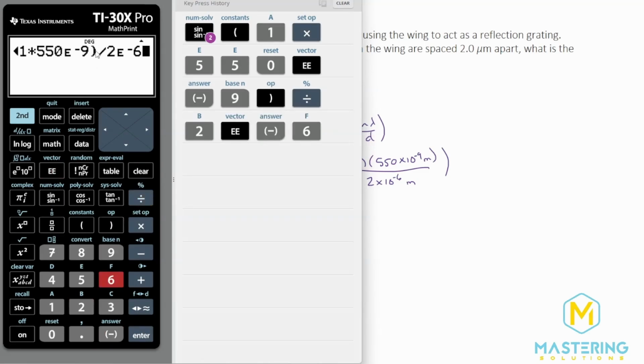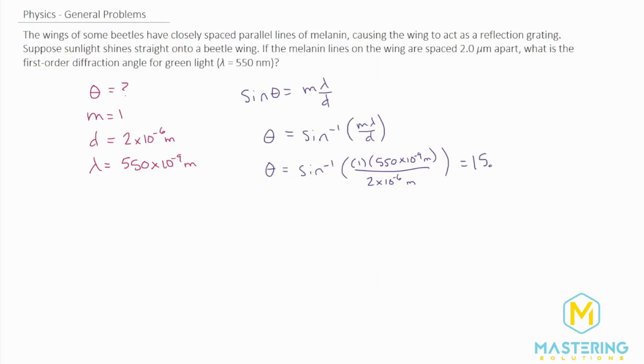So my calculator is in degree mode. So in degrees, that is going to be 15.96 degrees, or 16 degrees. But for practice, let's convert this to radians.